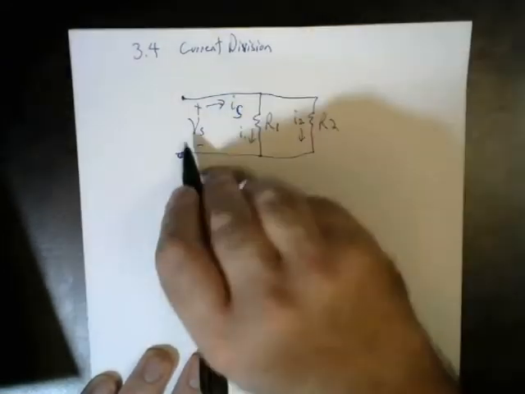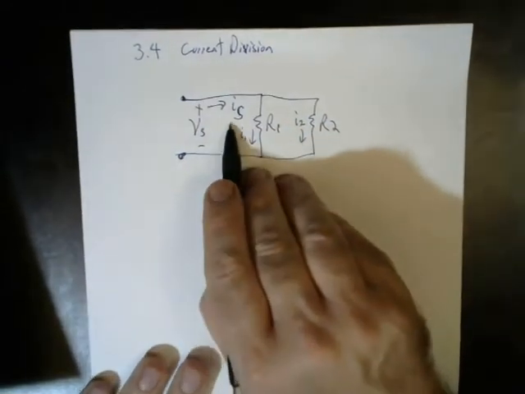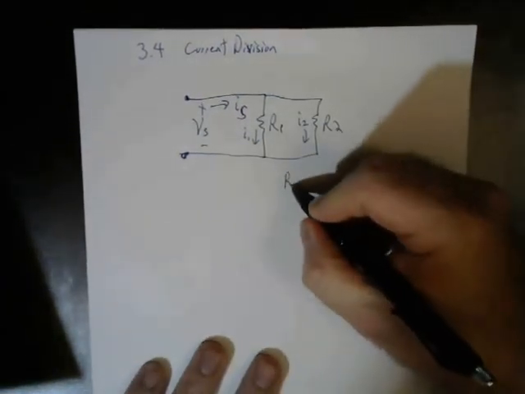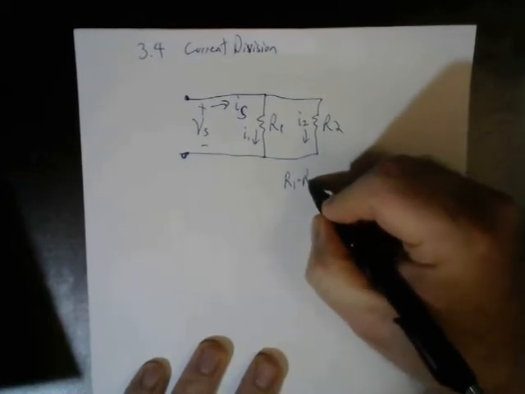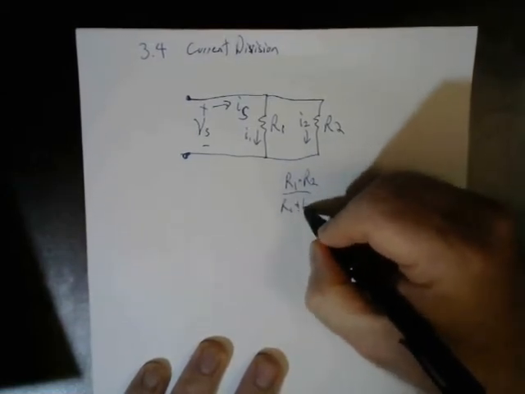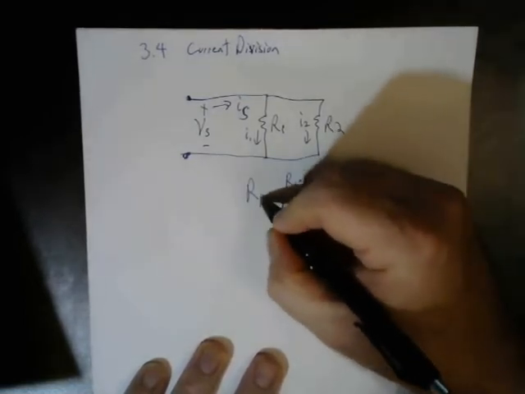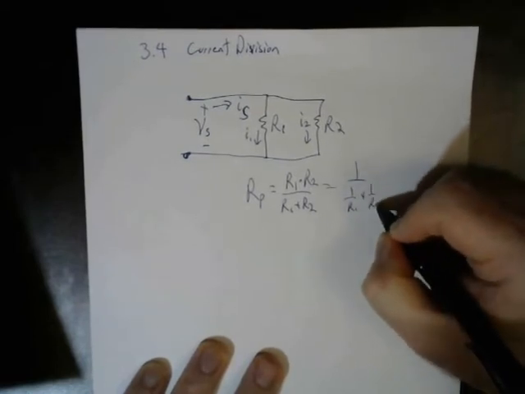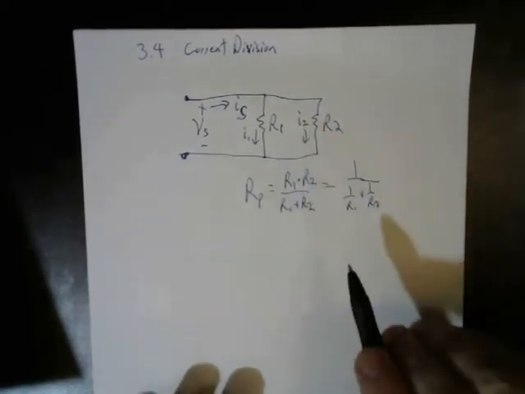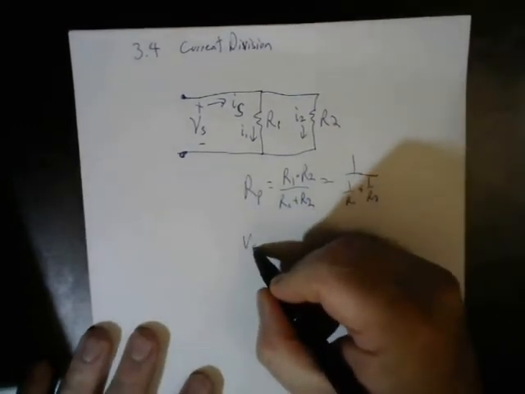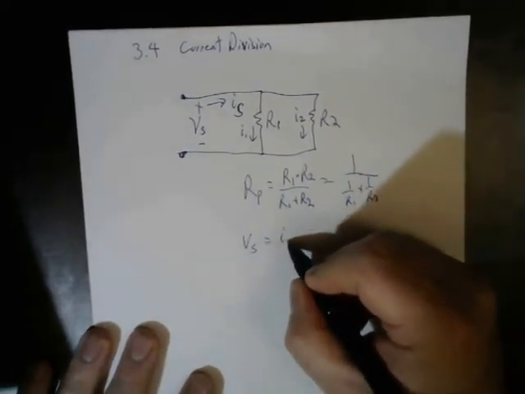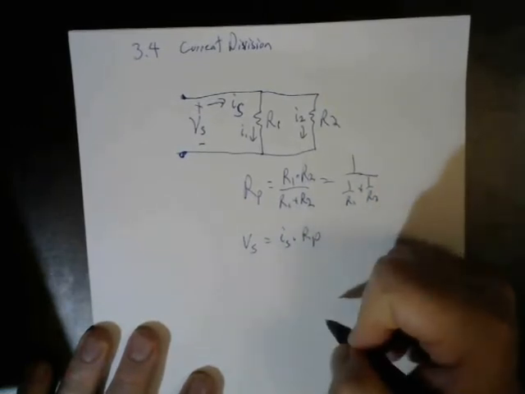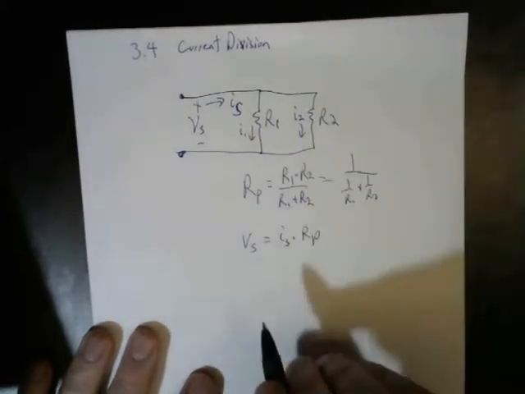So I'm not even specifying whether there's a current or voltage source here. I'm just specifying that I know IS. I may not know VS, but what I do know is that R1 times R2 over R1 plus R2 is the parallel equivalent resistance. That comes from 1 over R1 plus 1 over R2 for two parallel resistors. And so I know that VS equals IS times R parallel. Also, once I know VS, I can find I1.